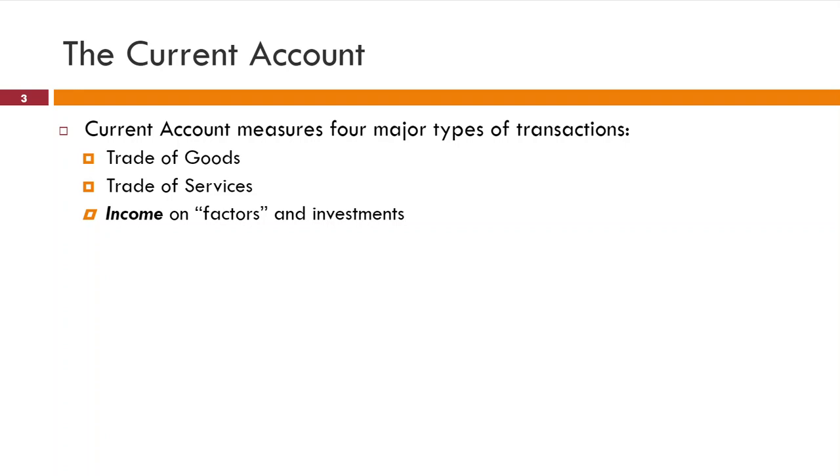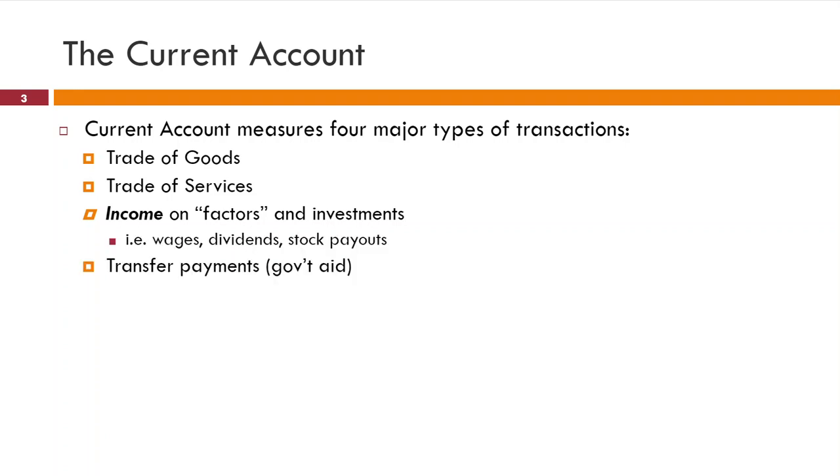But income could also be the income that I make off of an asset that I own. So the dividend that a stock pays is a form of income. Or if I own a property in another country and I rent it out, the income that comes back from that factor, that land factor or that physical capital, is on the current account.